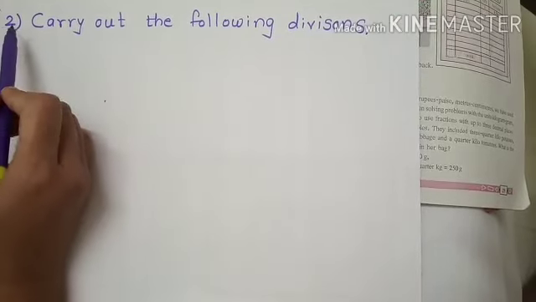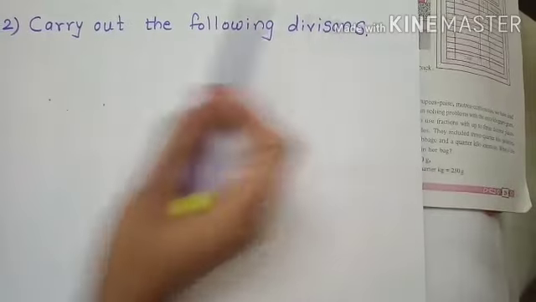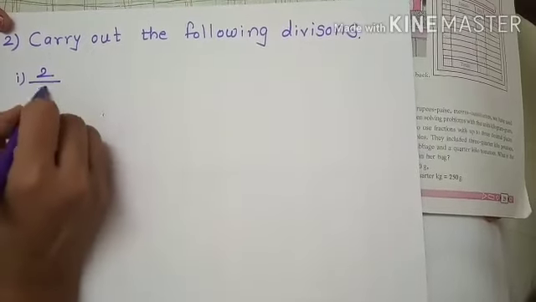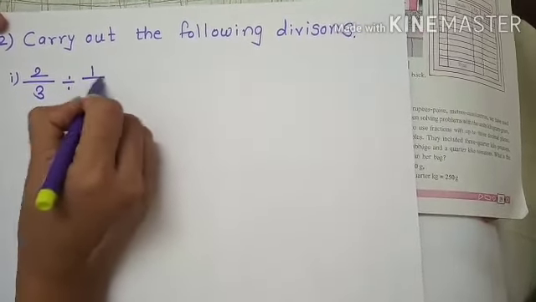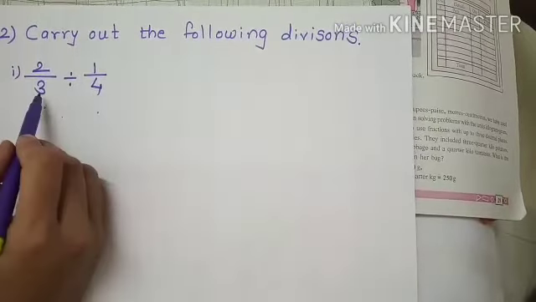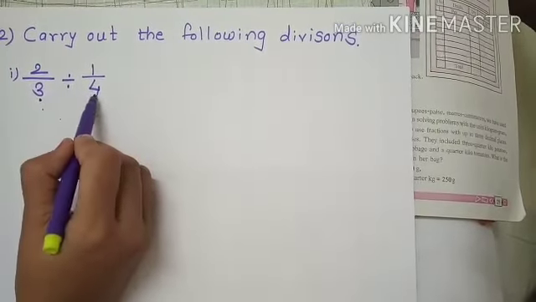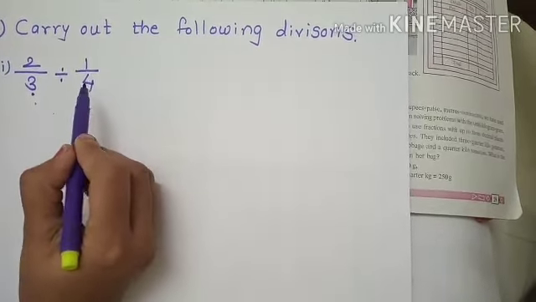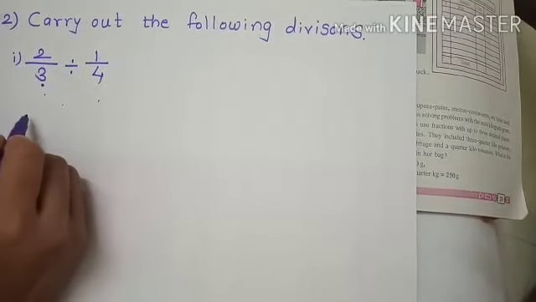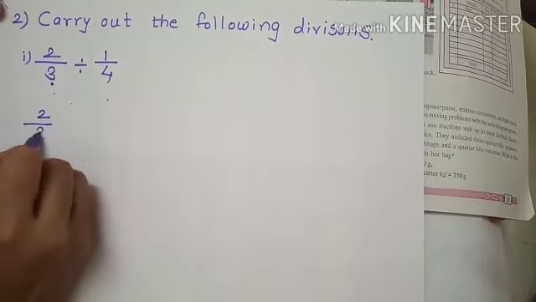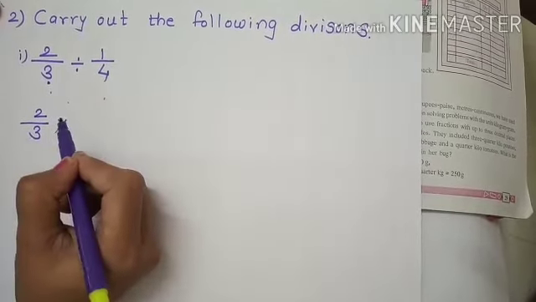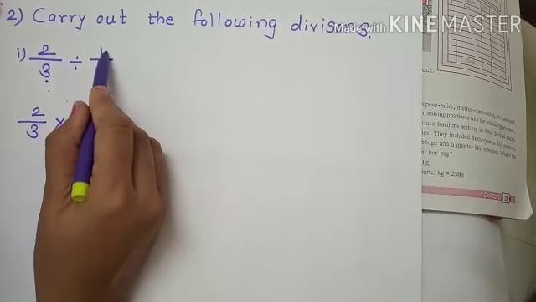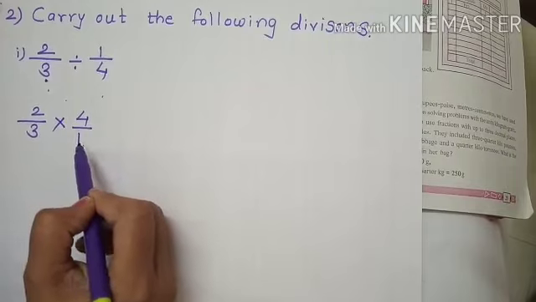Second example, carry out the following divisions. First example, 2 upon 3 divided by 1 upon 4. To divide a number by a fraction is to multiply it by the reciprocal of that fraction. 2 upon 3 multiplied by 4 upon 1, because reciprocal of 1 upon 4 is 4 upon 1.